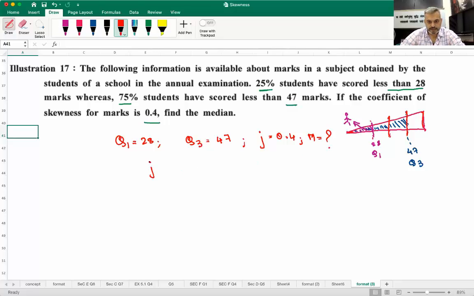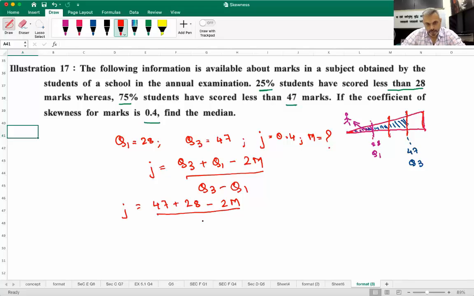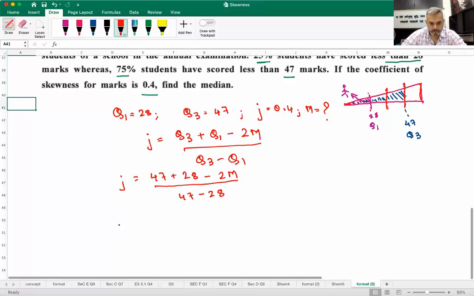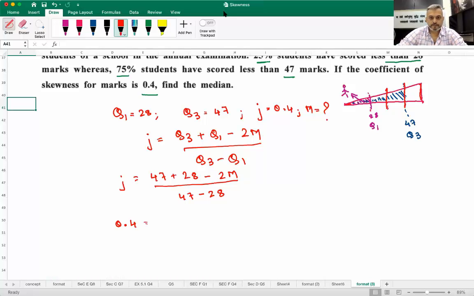So let's write the formula. J is equal to (Q3 plus Q1 minus 2M) upon (Q3 minus Q1). So J is equal to 47 plus 28 minus 2 into median, which we don't know, so 2M as it is, upon Q3 is 47 minus 28. So J is 0.4, equal to 47 plus 28, which is 75, minus 2M, upon 47 minus 28, which is equal to 19.